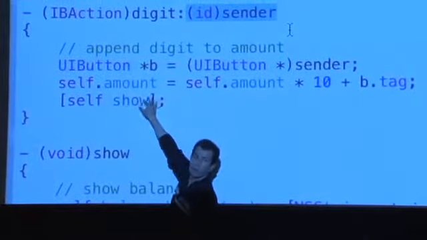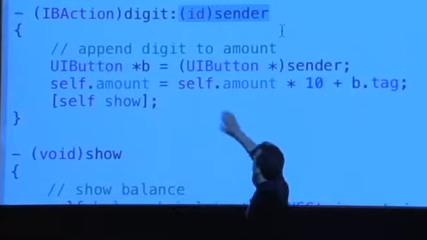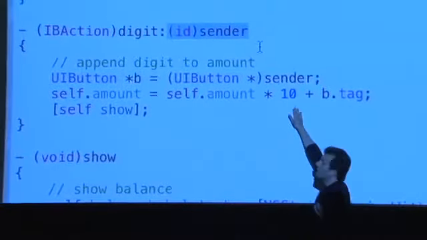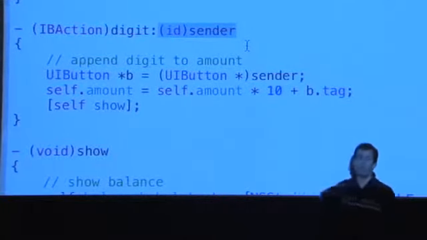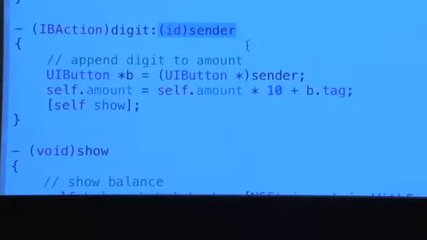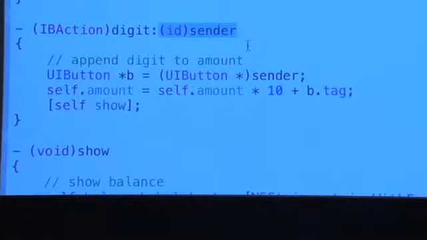And then here's the interesting arithmetic. I want to update the amount, the running total at the top of the screen, to be the current amount times 10 to shift the current number over to the left, plus b.tag, where b.tag very nicely is an integer. And it's the integer associated with that button, so everything kind of works out nicely.